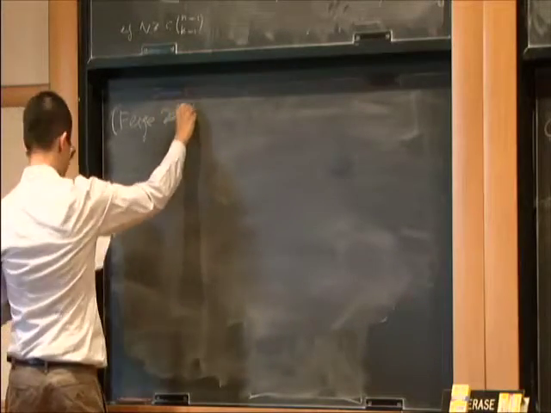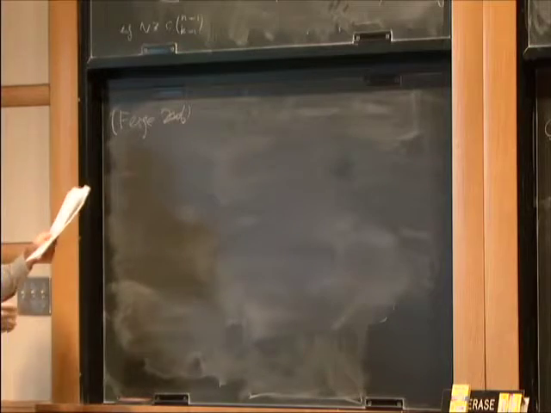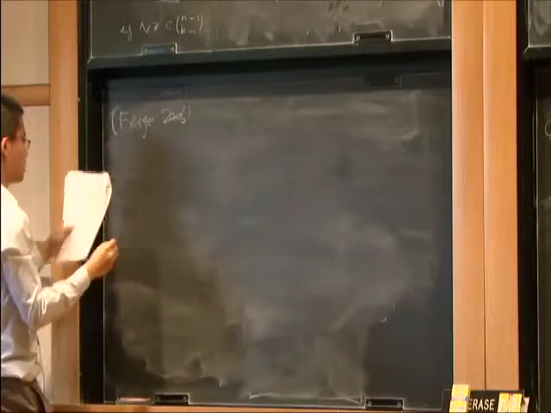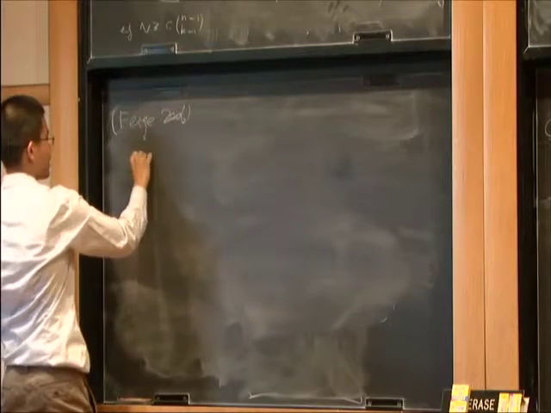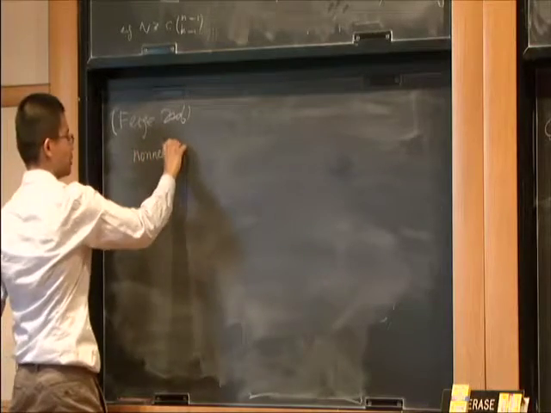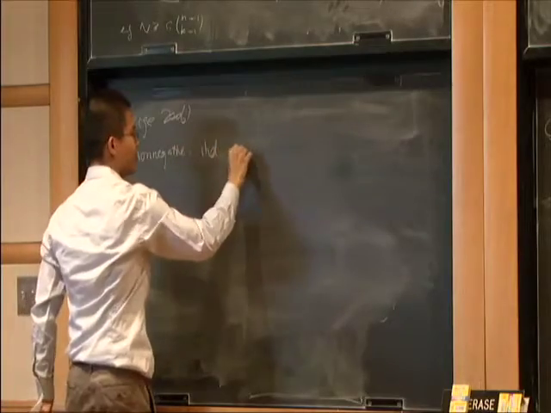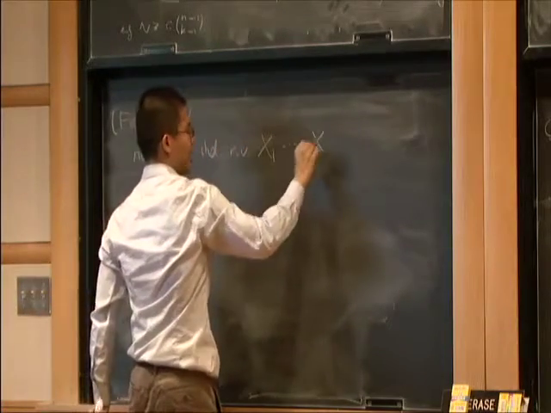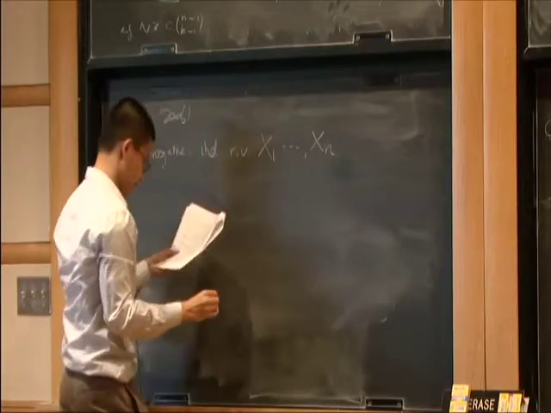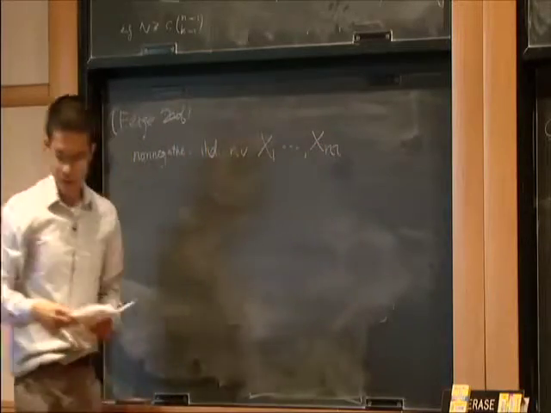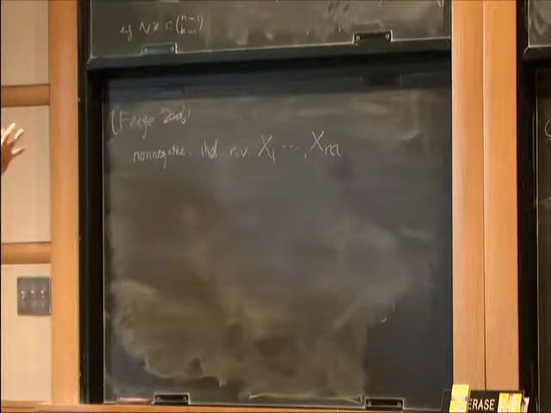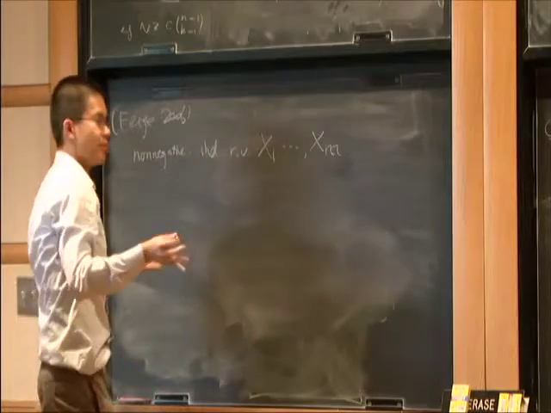In 2006. So suppose we have some non-negative, the non-negativity is very important here, independent random variables S1 to S_m, let's say. So basically, we know the fractional matching number, and we want to estimate the number of edges.